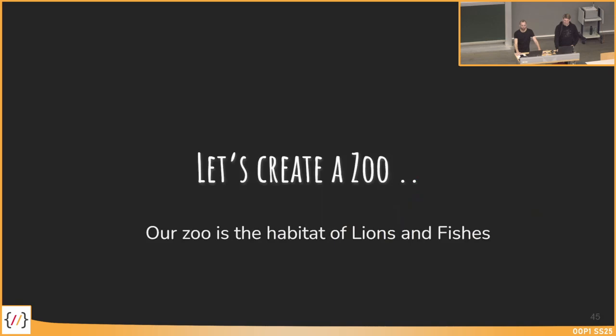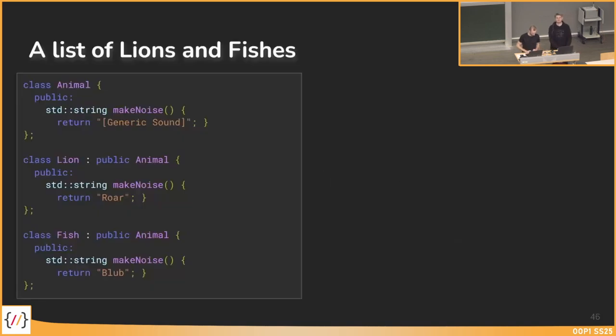Okay, we want to create a zoo. So our zoo is the habitat of lions and fishes in this case. Maybe also the turtles, but we have limited space here for our code. So we create our animal class. In this case, they just have one functionality, one method, and they all have one method. It's called make sound. We know that there is no real animal which is just an animal, so I just added here a placeholder for any sound an animal can do.